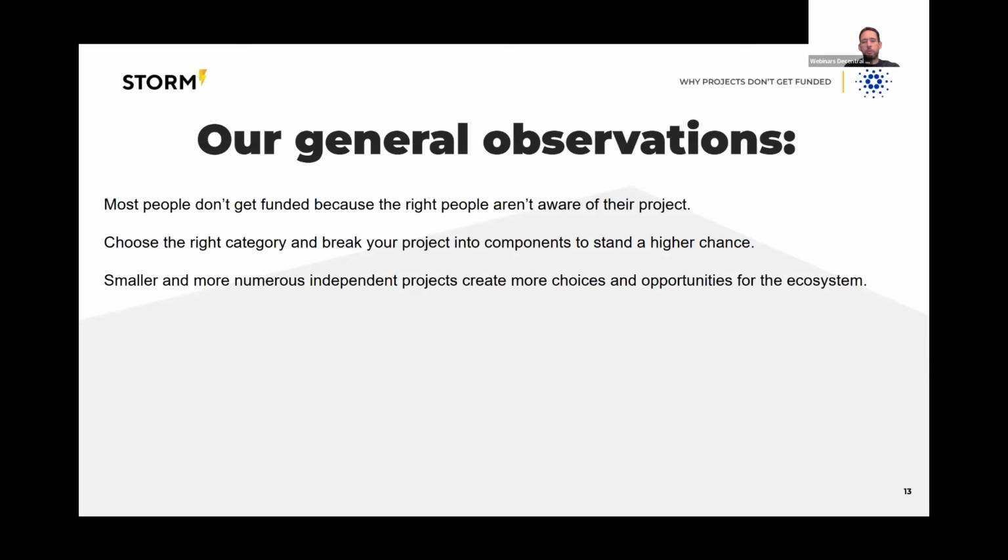Whereas if you broke that into multiple projects, up to 6 of them, and you split that between them, you'd have a higher chance of getting something, instead of either a small chance to get funded for a big amount or nothing. So I think that's usually better for the proposer, and again, better for the ecosystem. And then smaller and more numerous independent projects create more choices and opportunities for the ecosystem as a whole. I think that's generally a good thing.